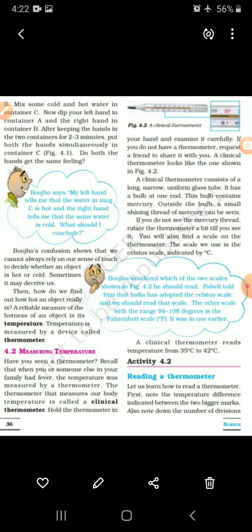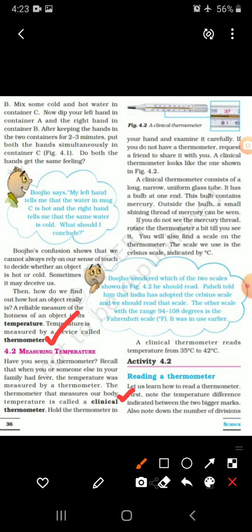A reliable measure of the hotness of an object is its temperature. That means the measurement of hotness is temperature. Temperature is measured by a device called a thermometer. Now, measuring temperature. There are two types of thermometer. The first one is the clinical thermometer. The thermometer that measures our body temperature is called a clinical thermometer.